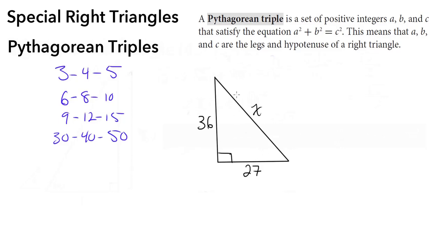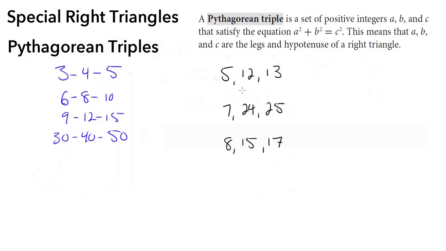So for example, in this right triangle here, one leg is 27, the other leg is 36, and I'm looking here and I say, well, 27 divided by 9, that's 3, and 36 divided by 9, that's 4. Oh, look, this is a 3, 4, 5. So then the hypotenuse is 5 times 9, which is 45. Now, some other Pythagorean triples are 5, 12, 13, 7, 24, 25, and 8, 15, 17. And you can find a bunch more if you just look them up online.